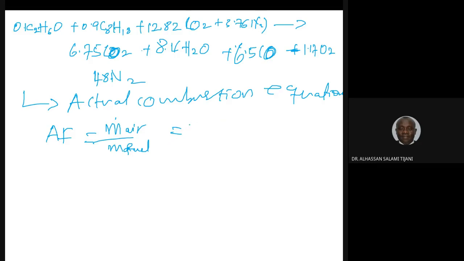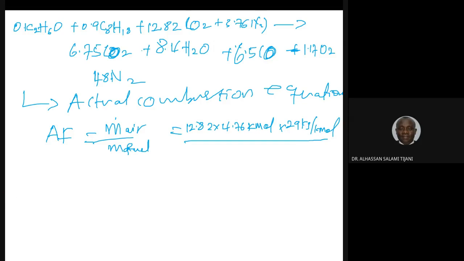And that gives me 82. Okay, so times 4.76 kilomoles. 4.76 kilomoles times 29 kilogram per kilomole. Okay, then all divided by.